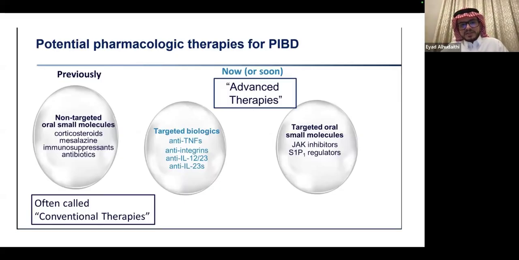So, the potential pharmacological therapy for pediatric IBD. Previously we had the concept of conventional therapies, what we know as non-targeted small molecules like corticosteroid, mesalazine, immunosuppressant, or antibiotic. But now the new era is advanced therapy, targeted biologic like anti-TNF, anti-integrin, interleukin 12, 23, or even, now the hot topic in the adult world, the JAK inhibitors.